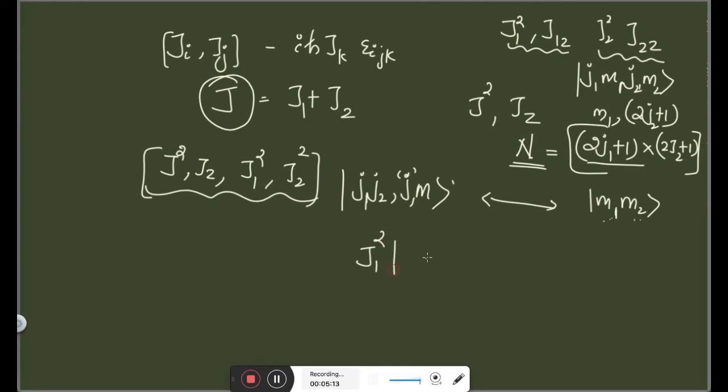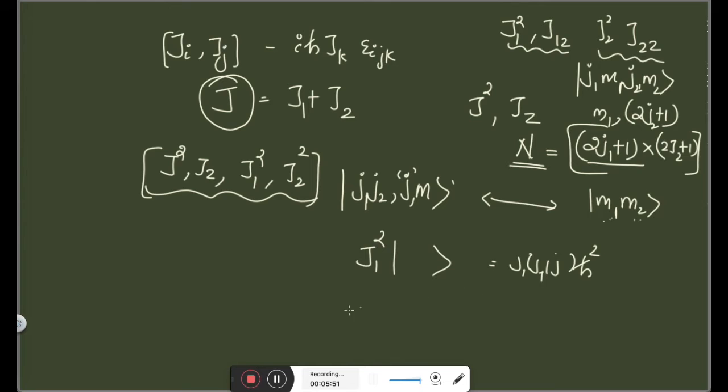Okay, so we know that in the combined system J1, J2, M1, M2, if J1 square operates on the ket, you get J1 into J1 plus 1 H cross square as the eigenvalue. If J2 square operates, you get J2 into J2 plus 1 H cross square. If J1 set operates, you get M1 H cross. If J2 set operates, you get M2 H cross. So these are the eigenvalues corresponding to J1, J2, J, M. And if J square operates, you get J into J plus 1 H cross square, and if J set operates, you get M H cross.